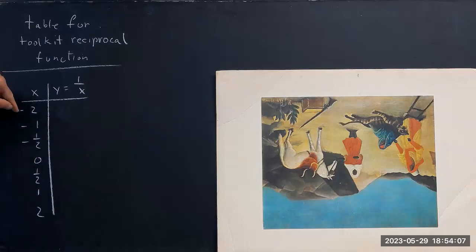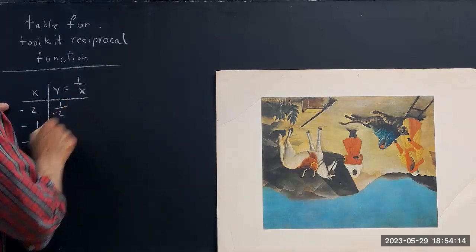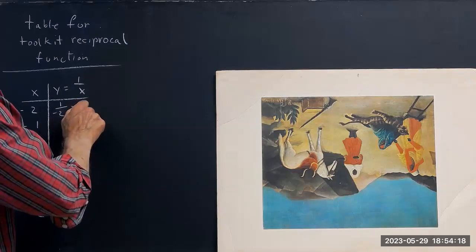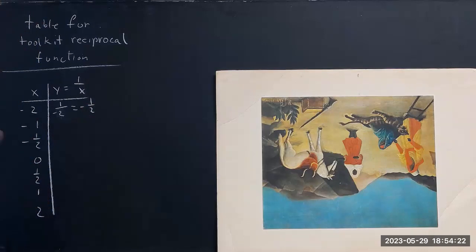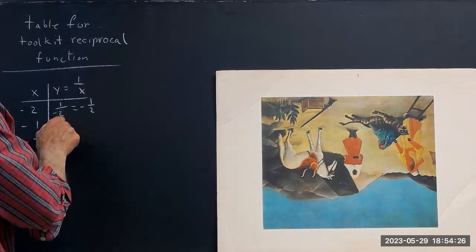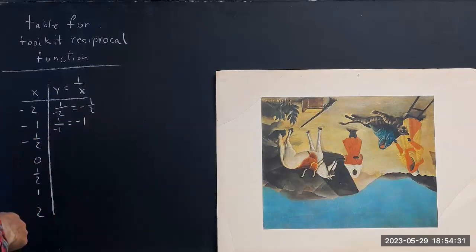I'm going to plug this x value in this formula. We're going to get y equals 1 over -2. Well, what's 1 over -2? Same thing as -1/2. It's just basic fraction notation. And then 1 over -1 is just -1.